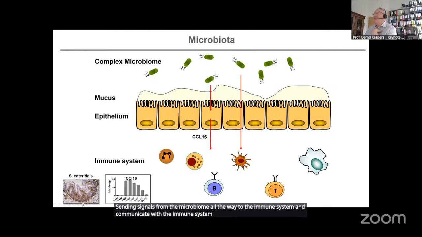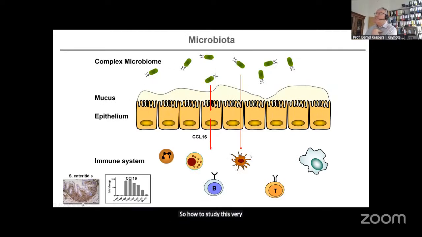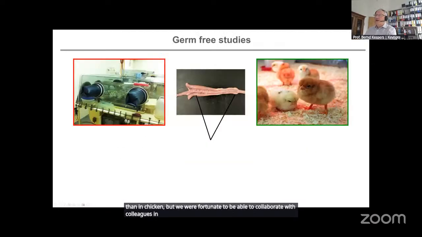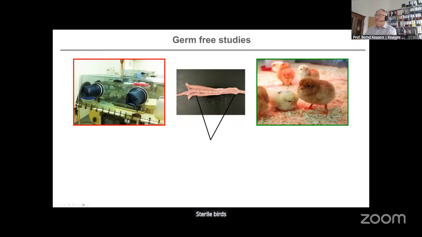So how to study this very complex system? What we basically did repeated work which has been done in mice, and it's much easier to do in mice than in chicken. But we were fortunate to be able to collaborate with colleagues in France who have a nice facility where they can raise sterile birds. So these birds are germ-free. We generated those germ-free birds.